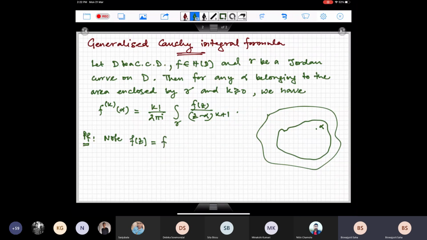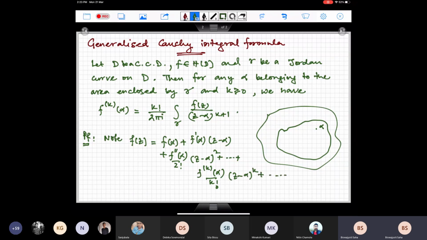So what will be the expression of the power series? This will be f of alpha plus f prime of alpha times z minus alpha, plus f double prime of alpha divided by 2 factorial times z minus alpha squared, and so forth. I will have the kth derivative of f at alpha divided by k factorial times z minus alpha to the power k, and so on. Do you agree that this is how the power series expansion of f around alpha will look? Yes, sir.